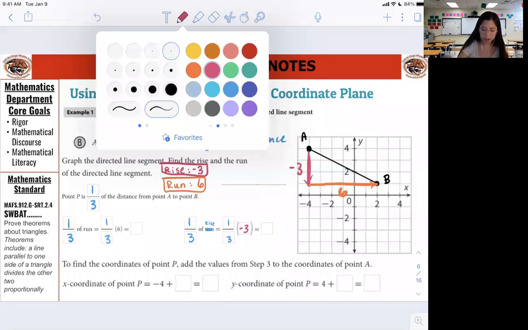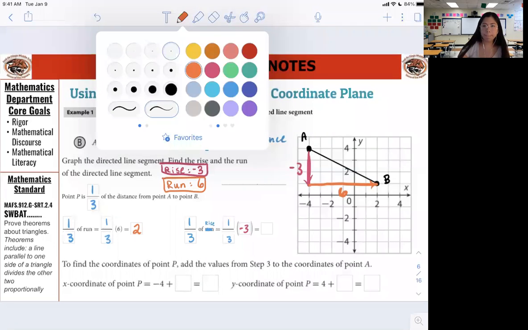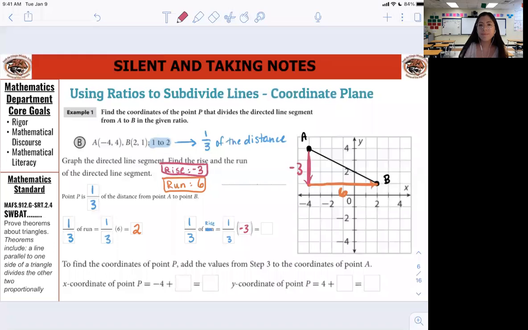So go ahead and do that quick calculation. What is 1/3 times 6? Good, 2. What is 1/3 times -3? Good, -1. It's okay, Jalen, I think you divided it by 3, but 1/3 times 3, that just cancels out. So we end up with 1, -1 in this case.